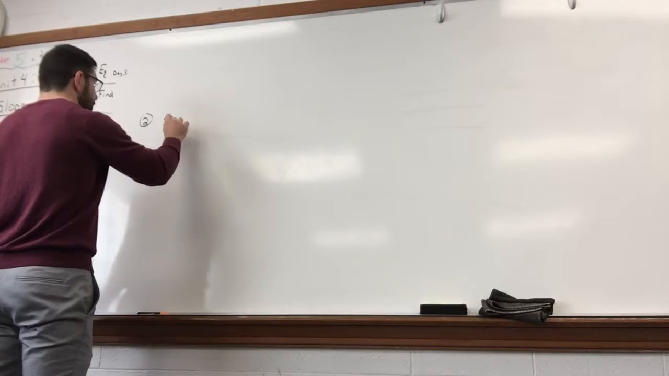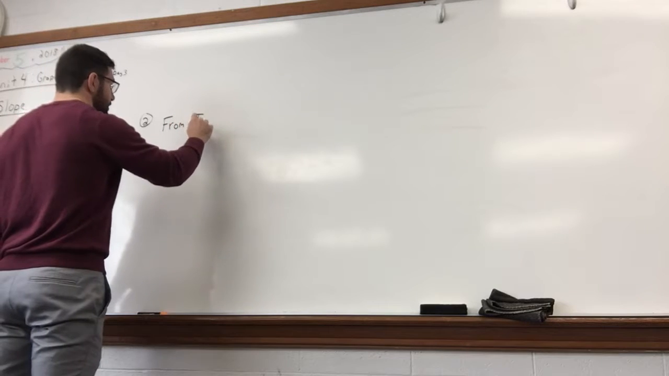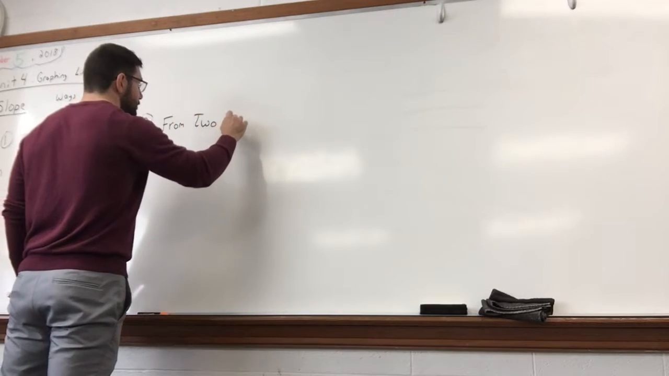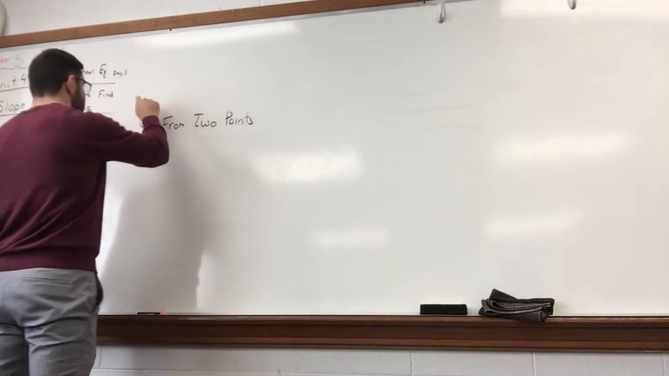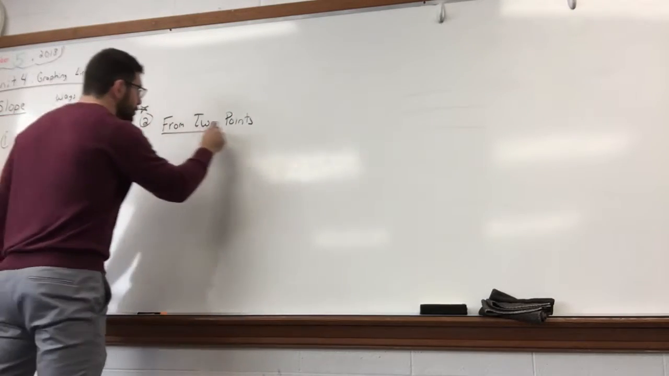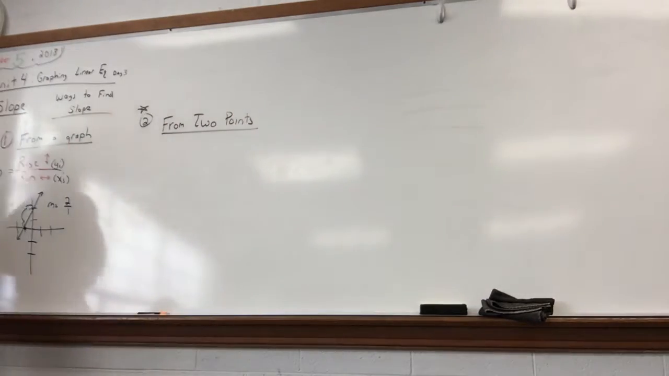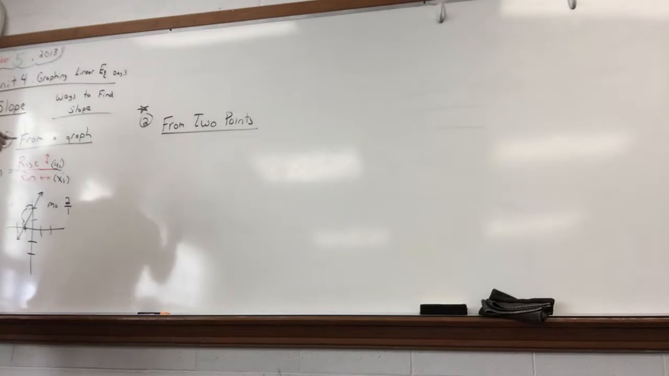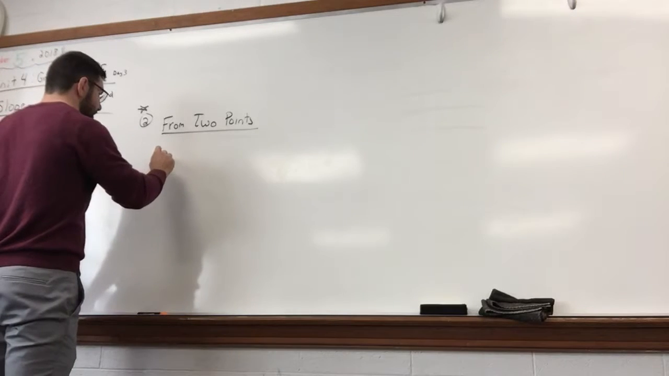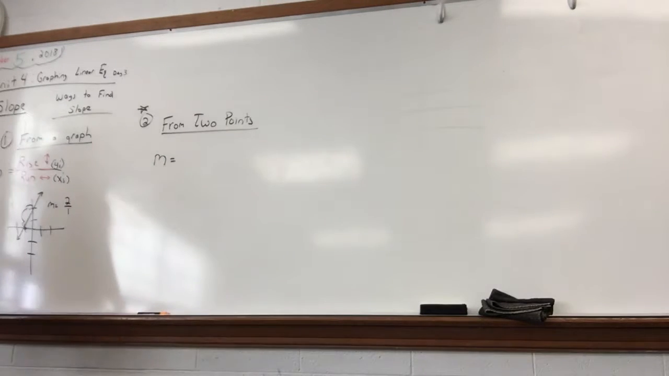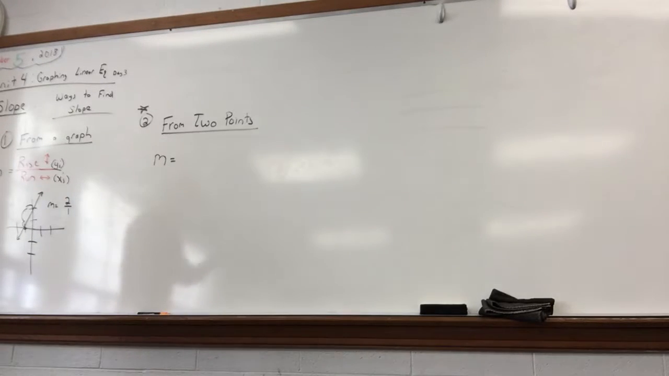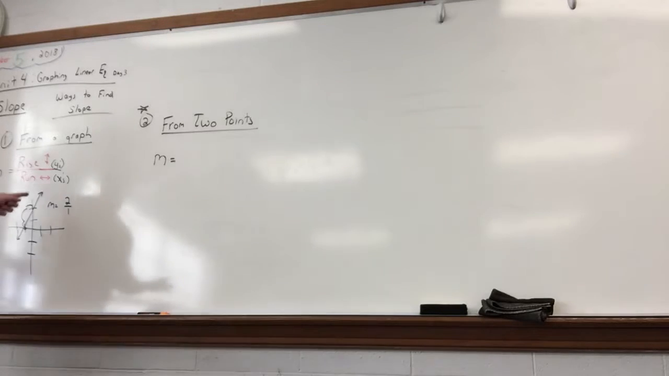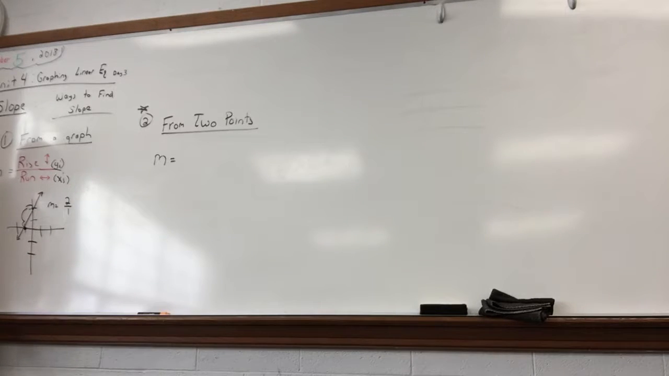So, here's what we're learning today: from 2 points. We're going to find slope from 2 points. And there is an equation. The equation says m equals. And if I taught this to algebra, I'd say it's going to be delta y over delta x. It's going to be the change in y's over the change in x. Y's over x's. Everybody with me?